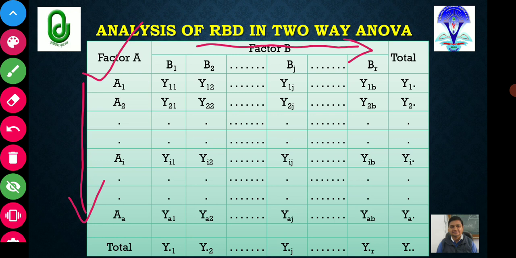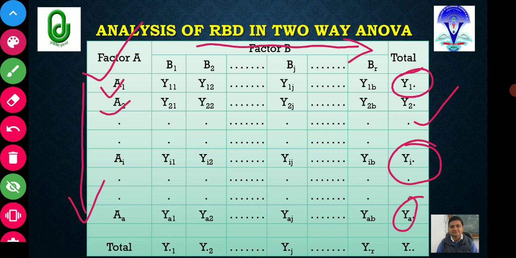So in case of breed 1, that is A1, Y11, Y12, and up to Y1j, and it will go on up to Y1b. And in the extreme right-hand side, the column will represent the total of that particular breed. Similarly, in the second one, this is the column of sum of breed 2. And like that, this is the sum of the ith breed, and here it is up to the a-th breed.